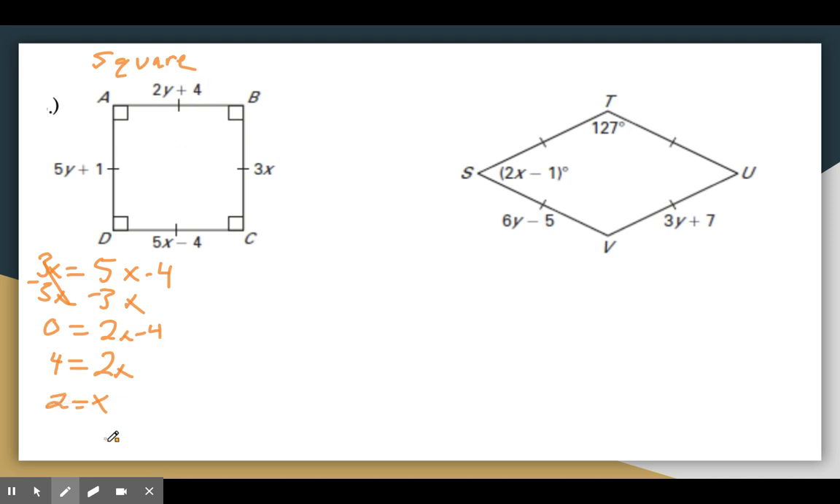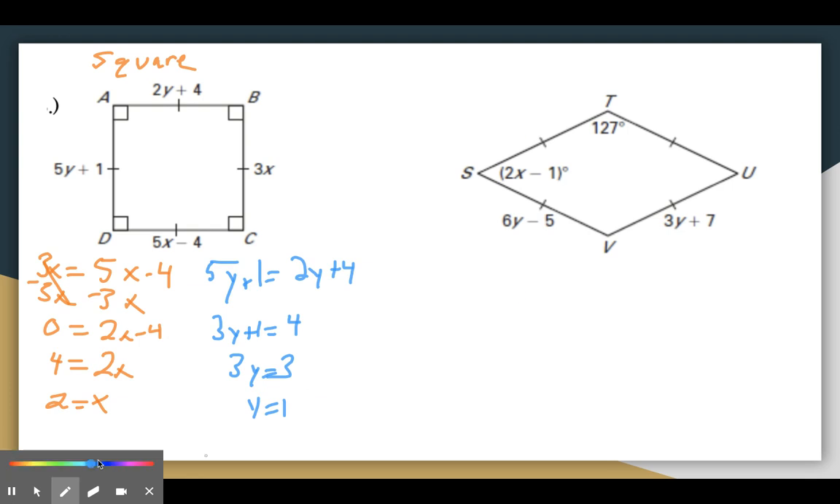Okay, now y's, they're equal and congruent to each other, so we could set that up as 5y plus 1 is equal to 2y plus 4. Subtract 2y from both sides. 5y minus 2y gives you 3y plus 1 equals 4. Subtract 1 gives you 3y is equal to 4 minus 1, which gives you 3. Divide by 3, y is equal to 1.